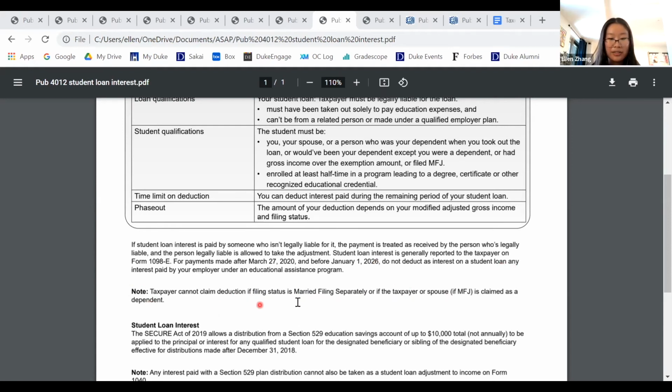So just a little caveat here. We can see again why married filing separately is objectively the worst filing status out of the 5.